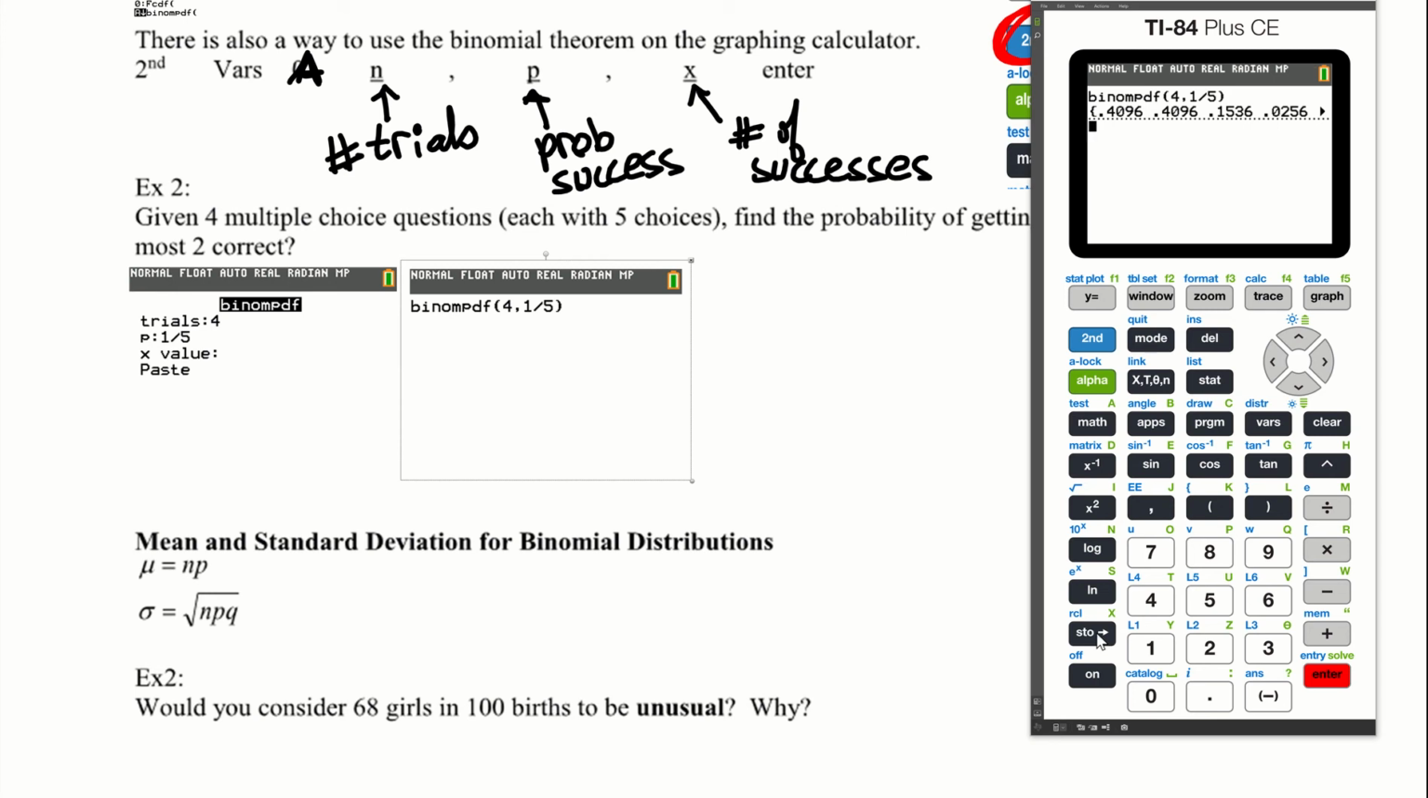I pressed enter after paste, but it's bringing up the L1 and L2. Me too. I'm not able to get this. I just don't know what's going on. Yeah, you're supposed to be in your home screen before you select that. Okay, home screen. Out of there. Okay, second bar.